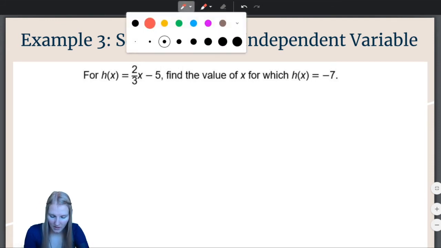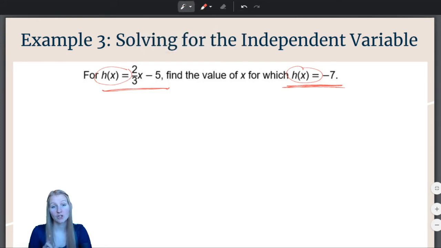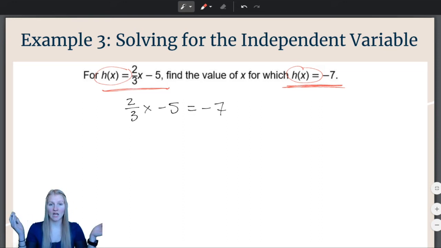We have h of x equals 2/3 x minus 7. Oh, excuse me, minus 5. We also know that h of x equals -7. Well, h of x equals 2/3 x minus 5, h of x equals -7. H of x is equal to both of these things. So what we're going to do is we're going to say 2/3 x minus 5 equals -7.